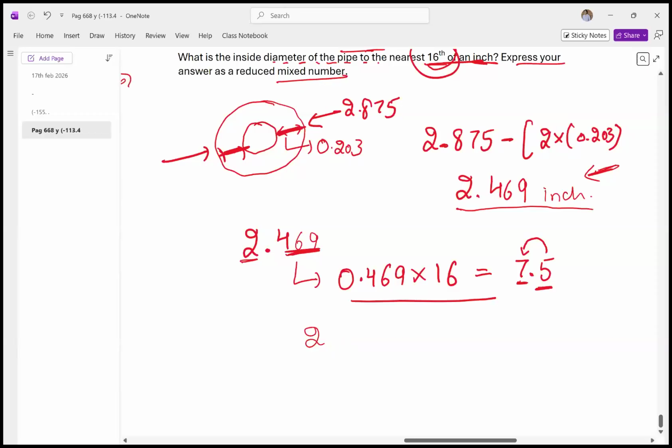So 2 and this will be 8, approximately 8 over 16, because we're reducing it to the level of 16. So this will become 2 and 1 over 2. That will be the answer, in inches.